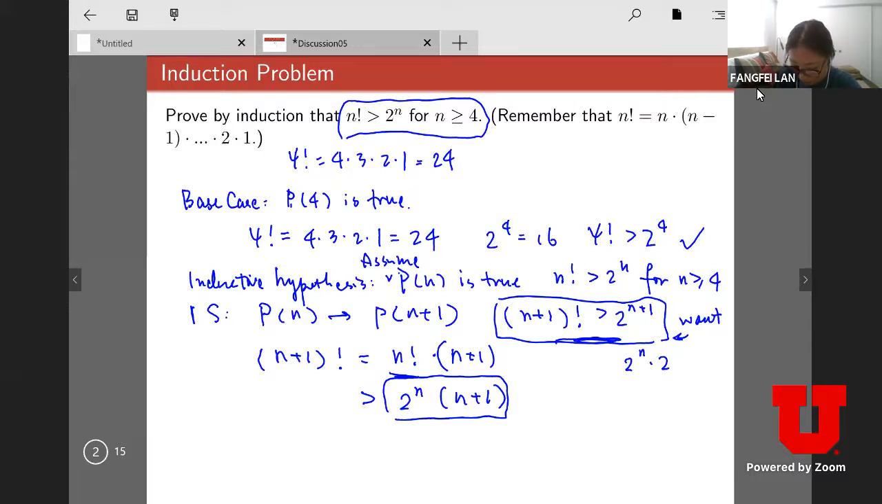So since n is greater than or equal to 4, right? So this is stated in the problem statement. We know that n plus 1 is always greater than 2. It's always going to be true. So that means we can substitute it in again like this. And that gives us 2 to the n plus 1. And that is exactly what we want.